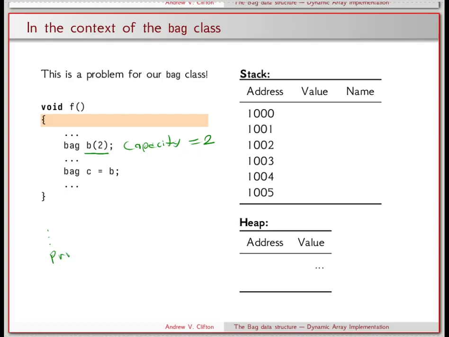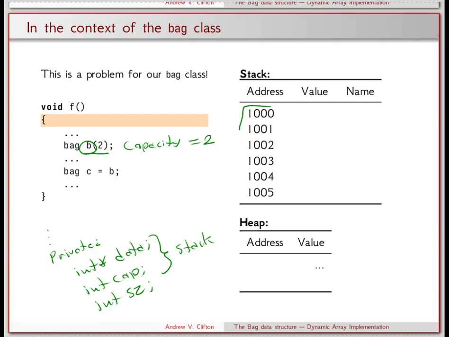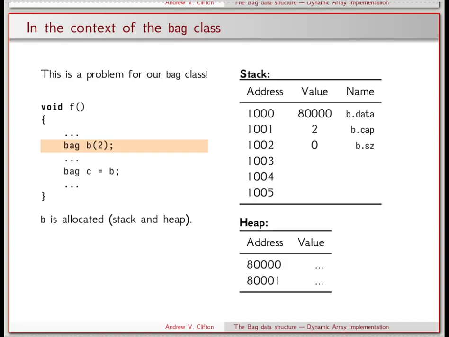The private data section of a bag looks like this. We have an int pointer. We have the capacity, and then we have the size. So when we create a bag variable, these three things are going to end up on the stack. So B is going to be created in these first 3 stack addresses over here. When we create B, capacity is 2, so that gives me 2 addresses down here on the heap.